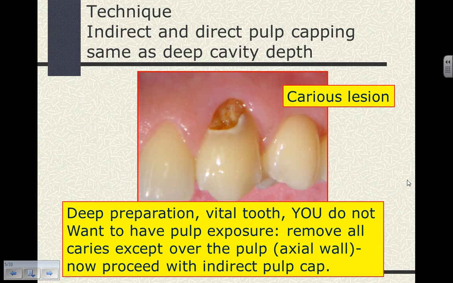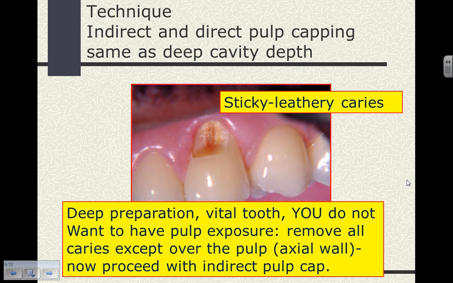So what's the technique? Well, here we have a class 5 carious lesion, a deep preparation. The tooth is vital. The tooth has no history of having any symptoms. It's been asymptomatic. The tooth shows no evidence of periapical pathology. The tooth pulp tests vital to both cold testing and to EPT. We're going to remove all the caries on all the lateral walls, the gingival wall, the incisal wall, but we're going to leave a very small amount of caries on the axial wall adjacent to the pulp.